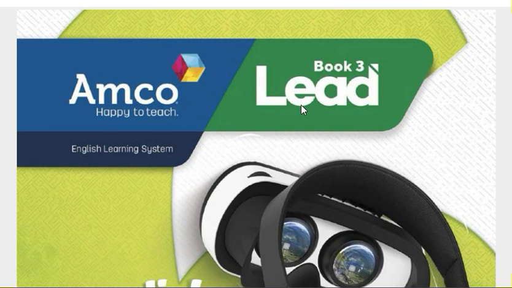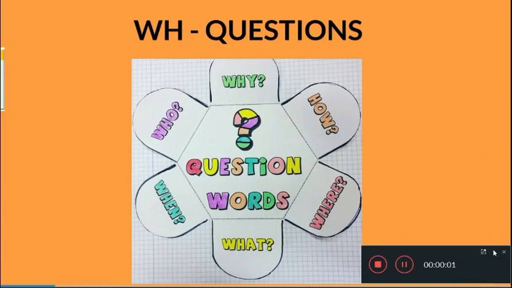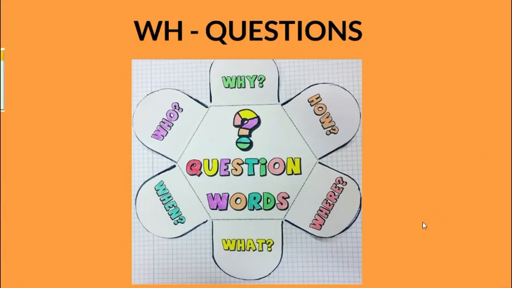The first one we can say is who, what, where, when, why, and how. Excellent. In this picture, I'm going to show you the 6 very important WH words. So, as you can see here, we have who, why, how, where, what, and when.